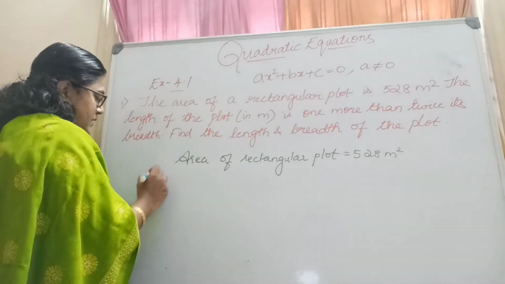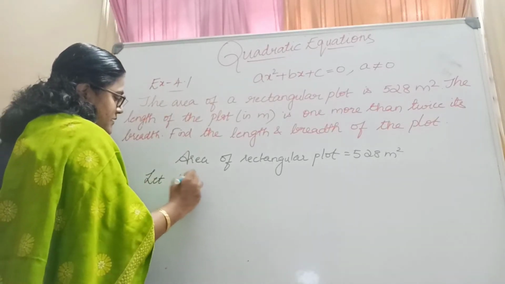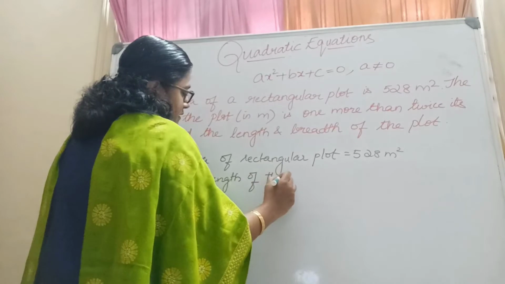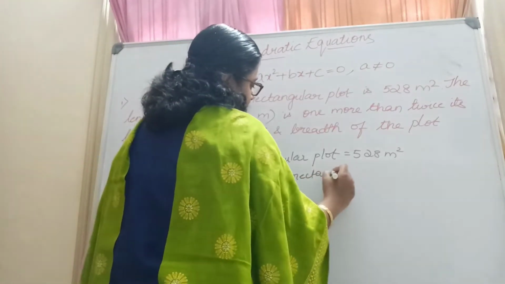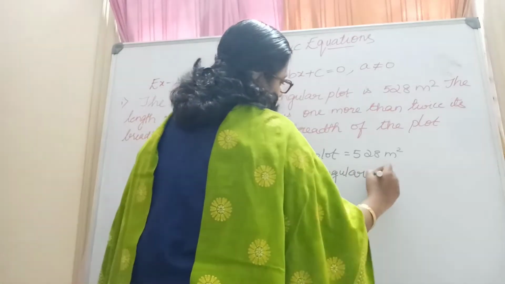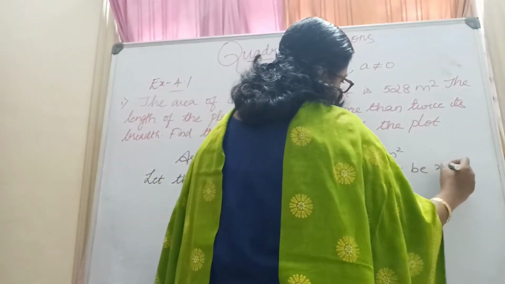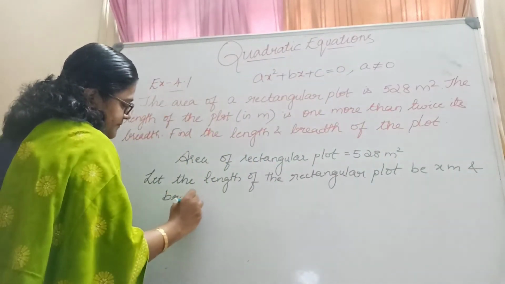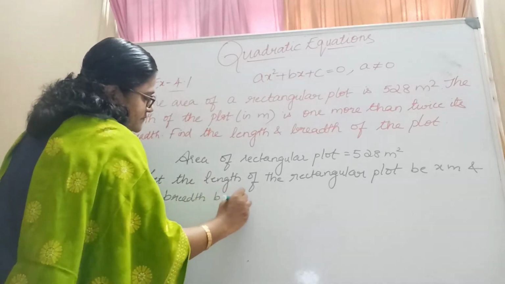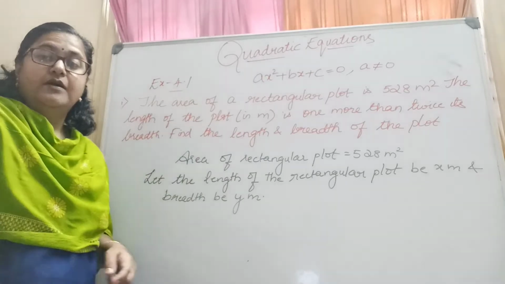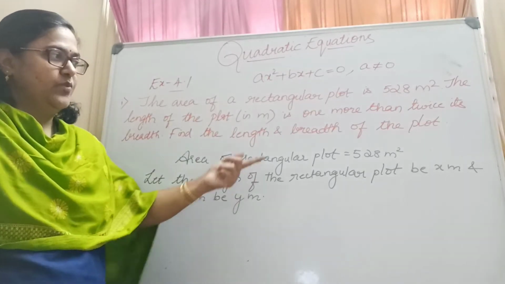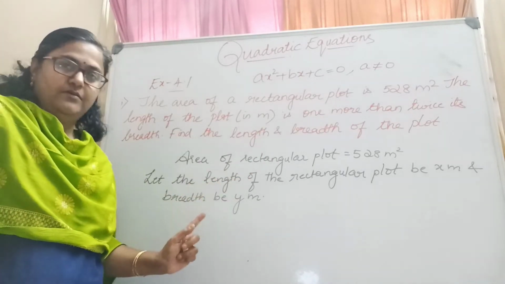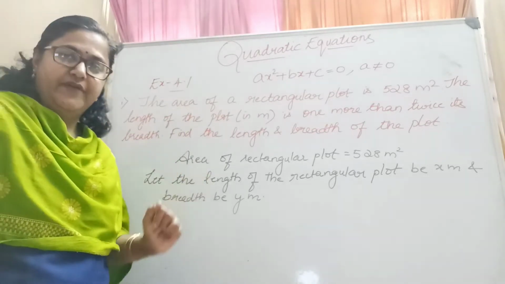So let us assume, let the length of the rectangular plot be x meters and breadth be y meters. Right? We don't know what is length, what is breadth. So we have assumed one variable for length and one variable for breadth. Now in comparison with each other, okay, they have given us some information. Let us try to figure out, okay?